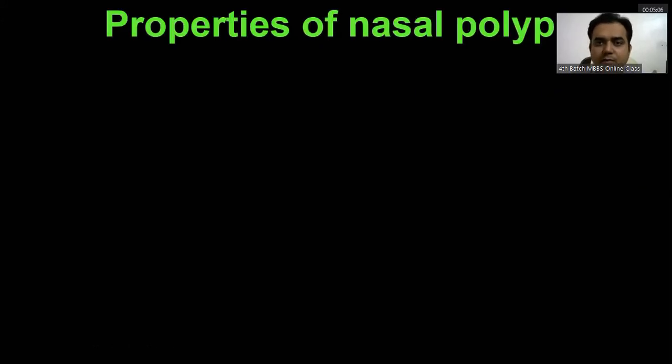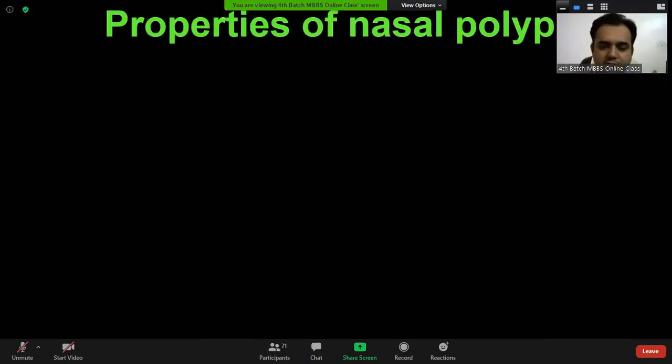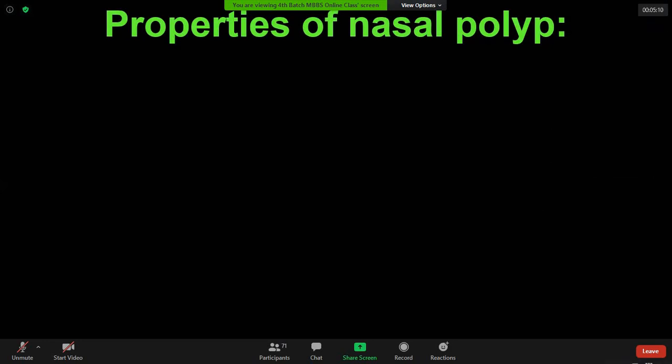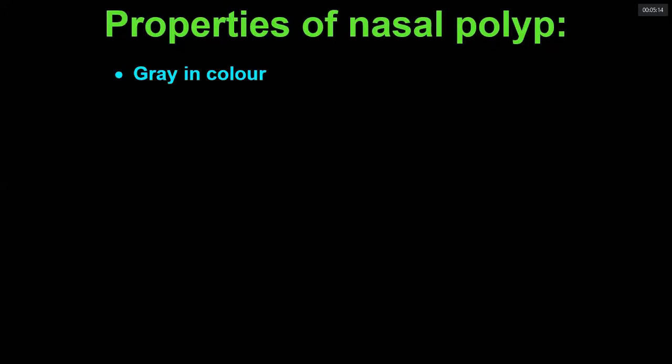Now the properties of nasal polyp. Why do you need to know the properties? Because you need to differentiate it from other swellings or masses in the nasal cavity. It is gray in color.